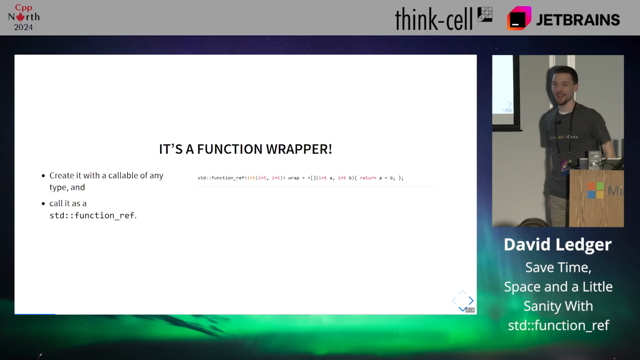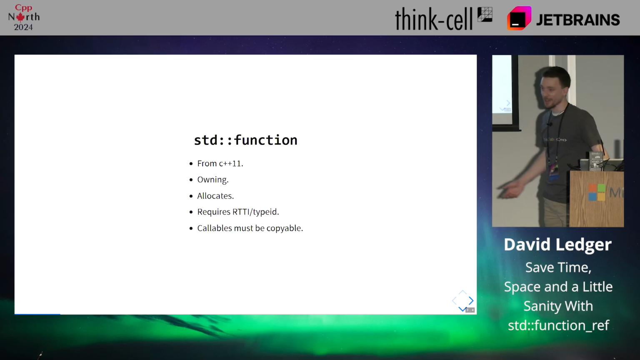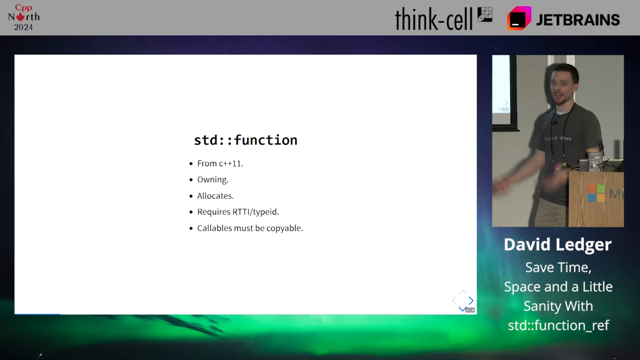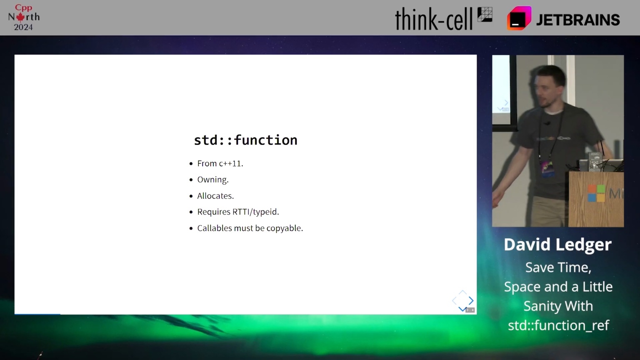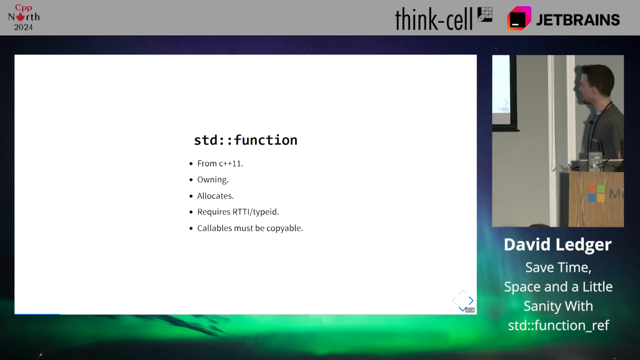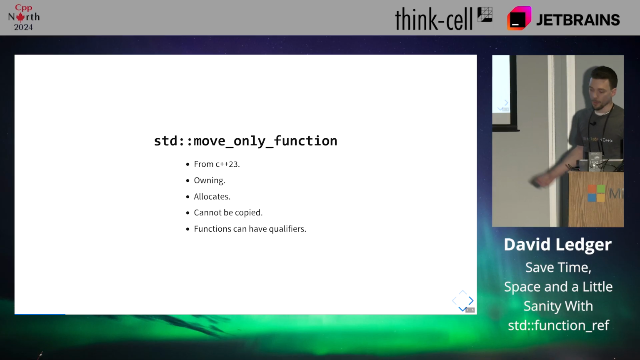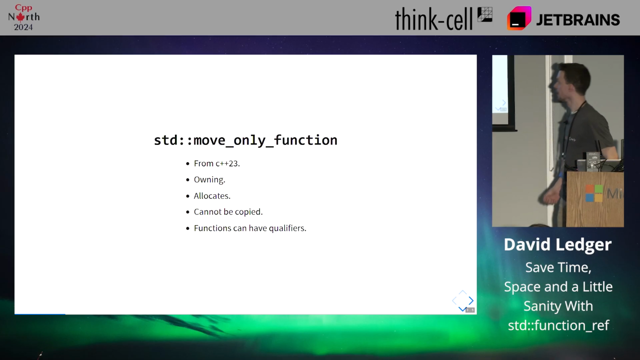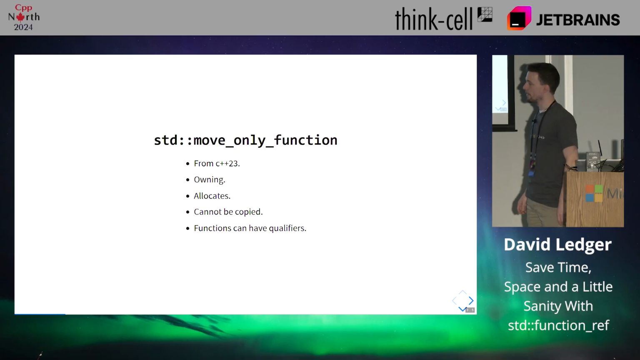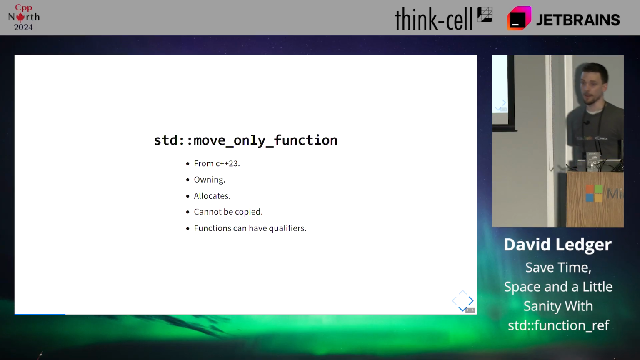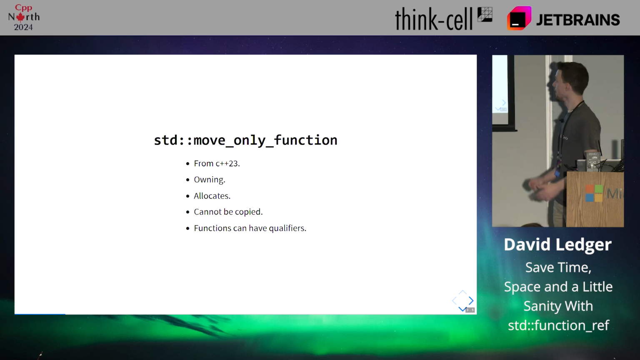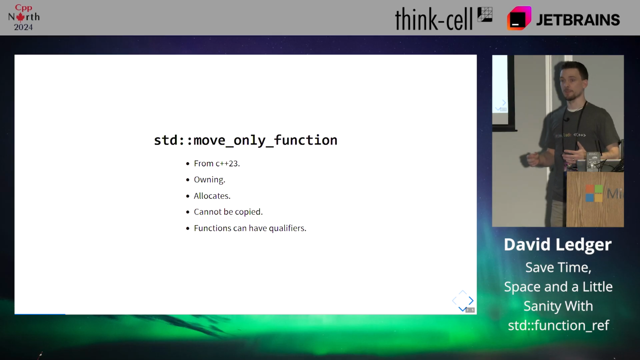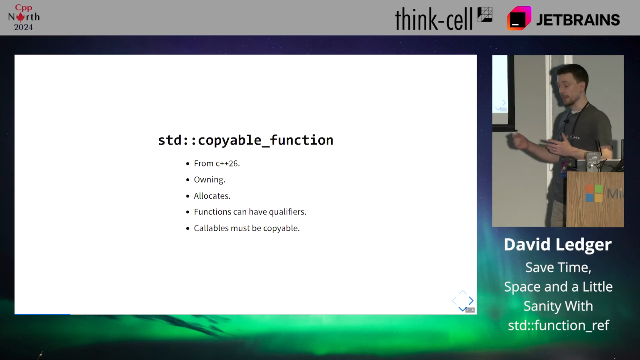But it's a function wrapper, and we have lots of these. We have standard function, which is an owning function wrapper. It owns the data, it stores it, it copies it every time. But it requires runtime type information, and the callables need to be copyable. We've got move-only function, which lifts some of those restrictions, doesn't require that runtime type information, but it's also owning, and it adds expressivity. You can now express exception specifications in these function wrappers. We're going to get copyable function too. This one is also owning.